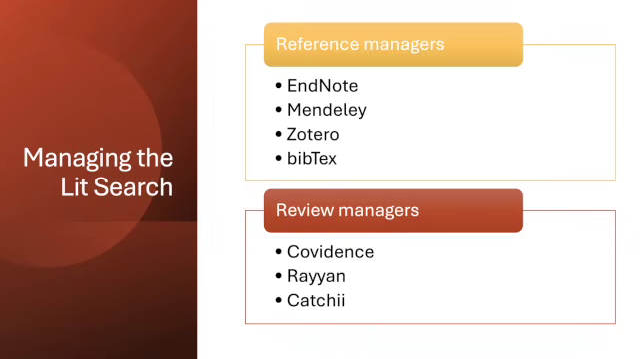If you are doing a systematic literature review or some other form of literature review as research, there are review managers out there that are really helpful for keeping track of everything that you're doing. I have used Covidence in my team, but there's also Rayyan and Catchy. These are wonderful tools. Check with your librarian to see if you have access to them. Some institutions will have institutional memberships or discounts.